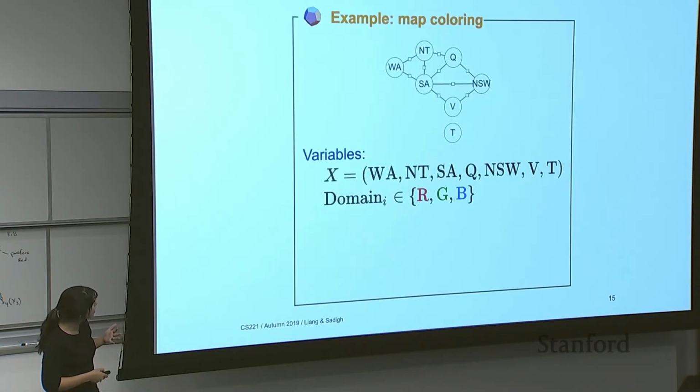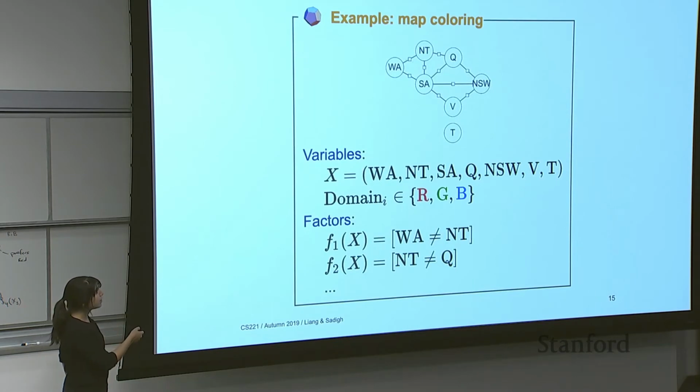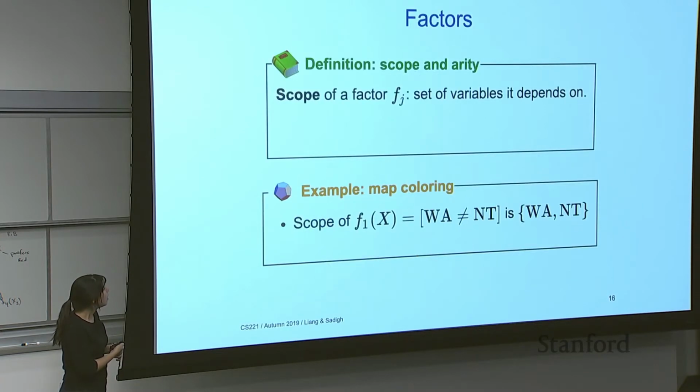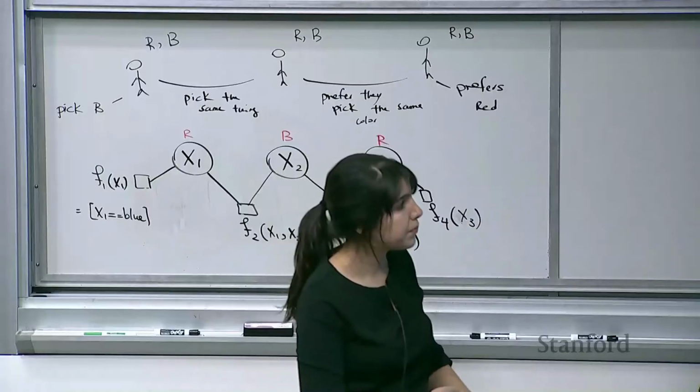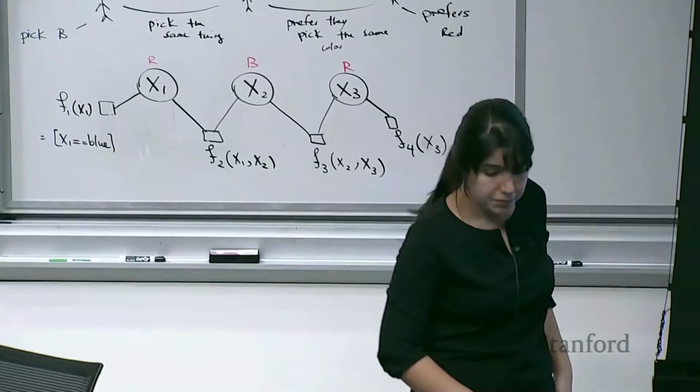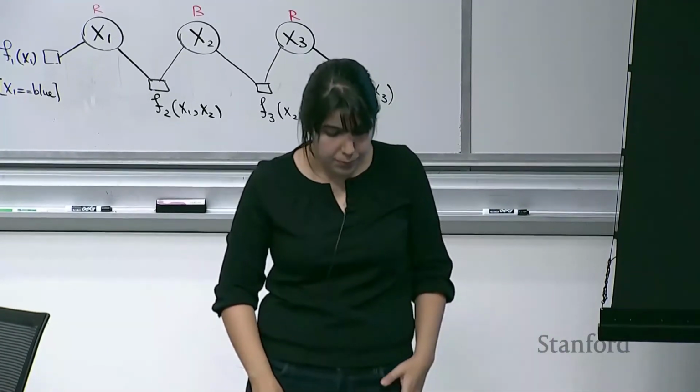Right? Let me go back to here it is. So I have a bunch of factors that just say these two variables should not be equal to each other. So I have a bunch of binary factors, and that's pretty much the only thing I have. In this case, I have a binary factor, I have a binary factor, I have a unary factor, a unary factor. All right. Okay, so far so good.